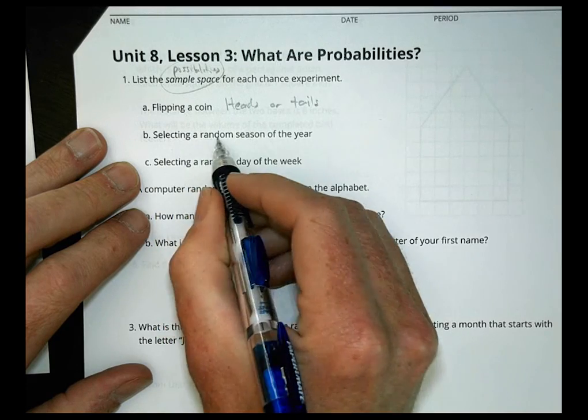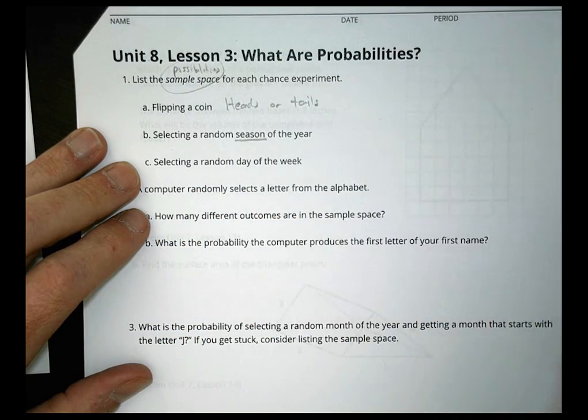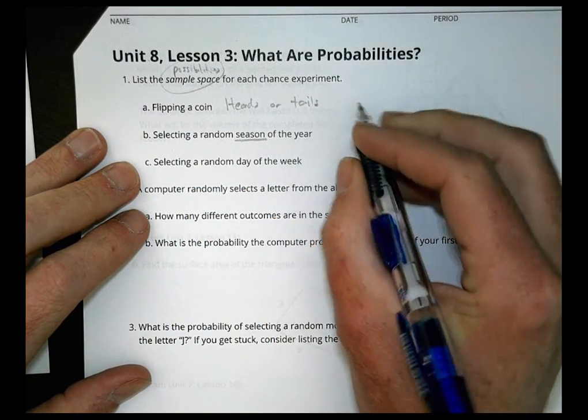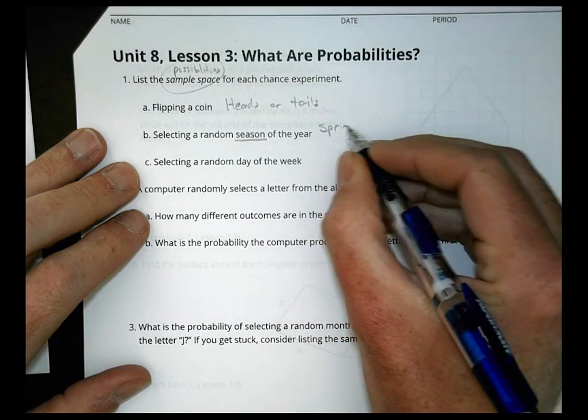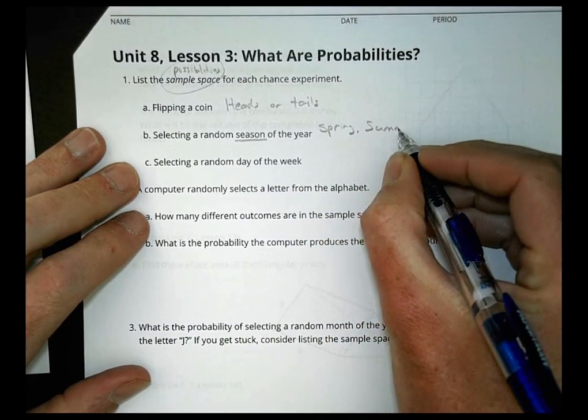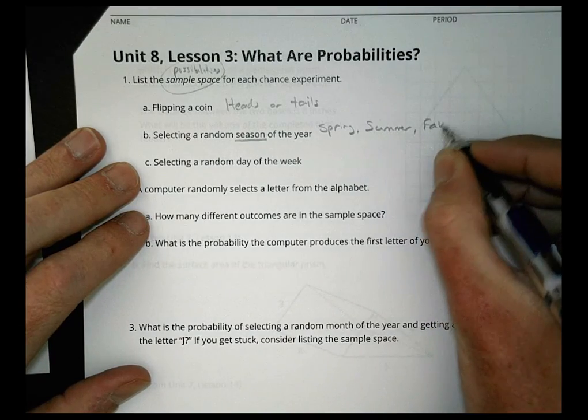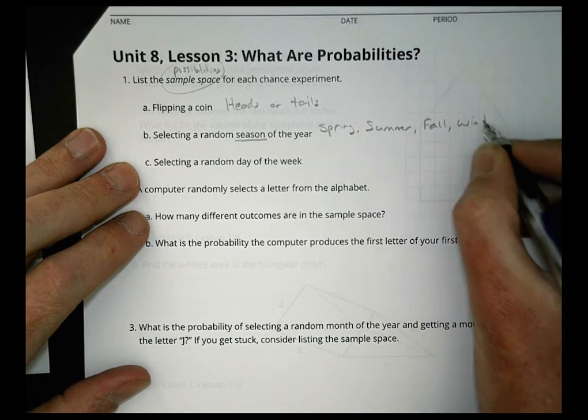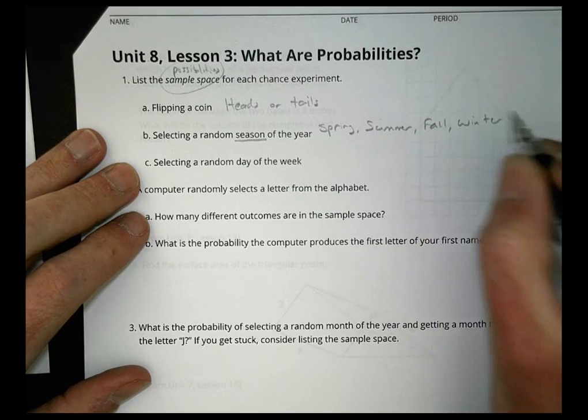Okay, what are the possibilities for a random season of the year? So what are the season choices? You have spring, summer, fall, or you could say autumn. Winter, spring, summer, or fall.